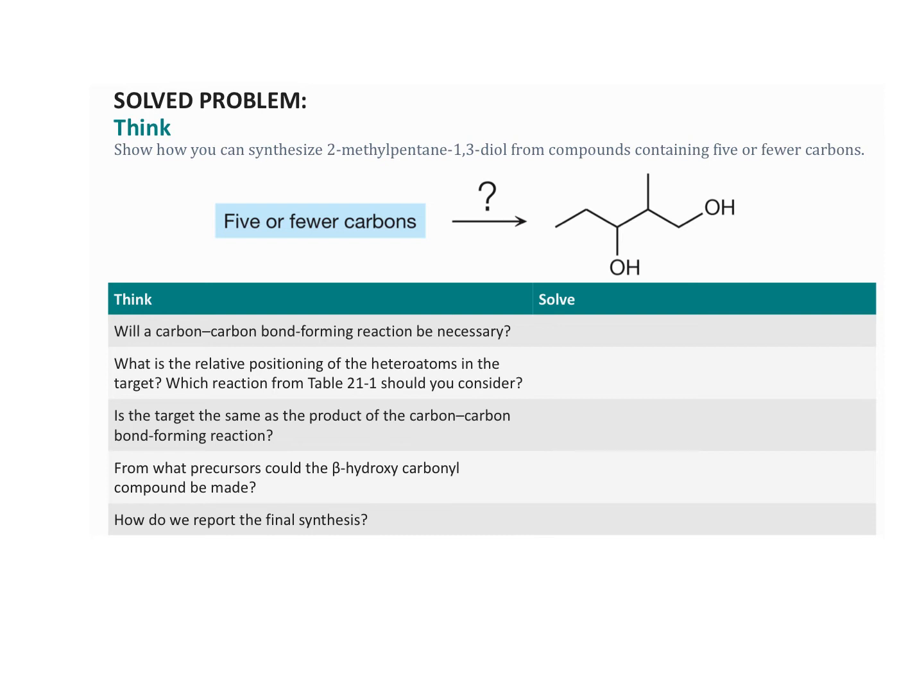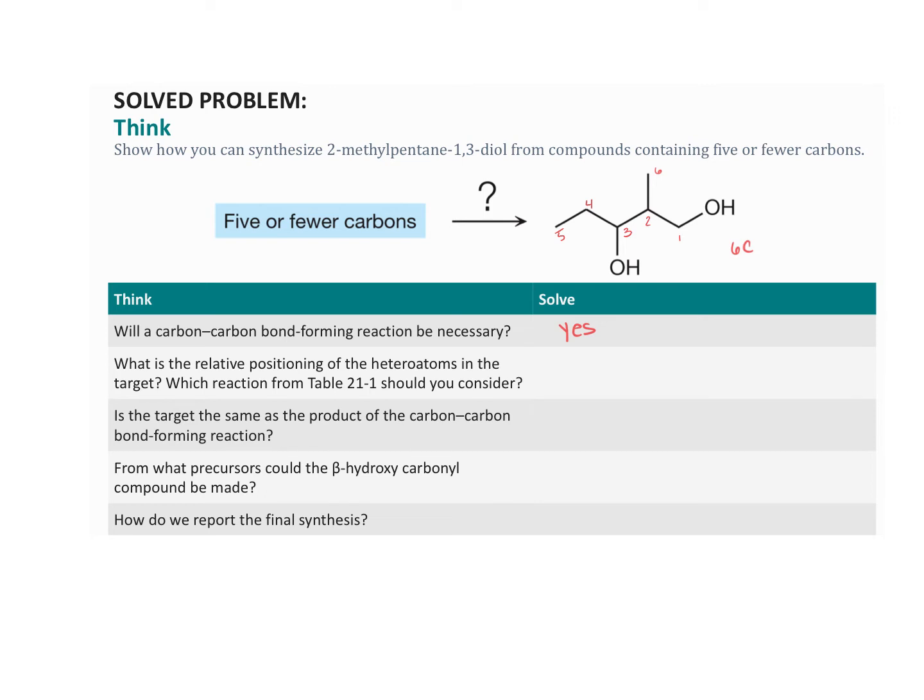So we know we're starting with 5 or fewer carbons, and then we come over here and we go, okay, hey, look, there's 1, 2, 3, 4, 5, 6, okay? So we have 6 carbons in the product. So we know that we need to use a carbon-carbon bond forming reaction because we're starting with 5 or fewer and there are 6 carbons in the product. So we're going to need a carbon-carbon bond forming reaction.